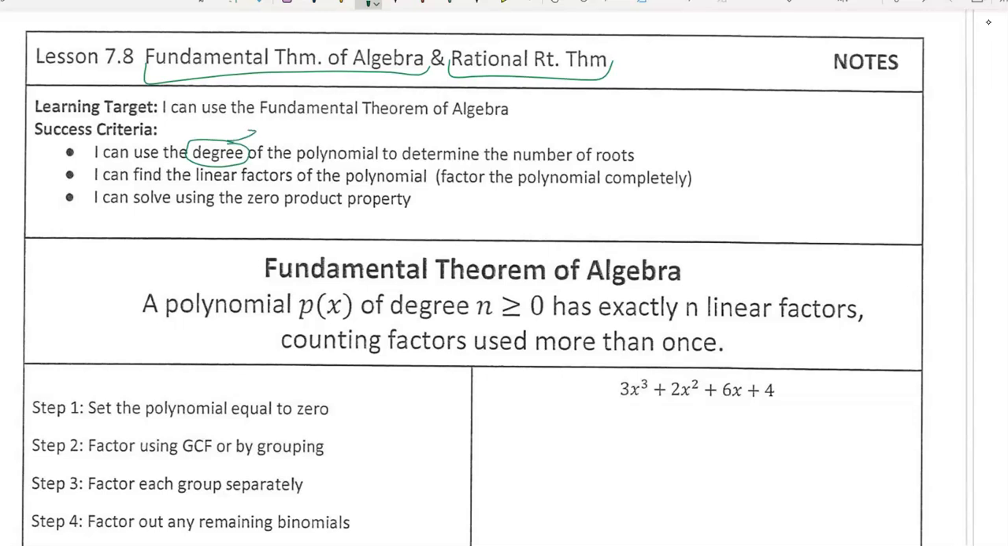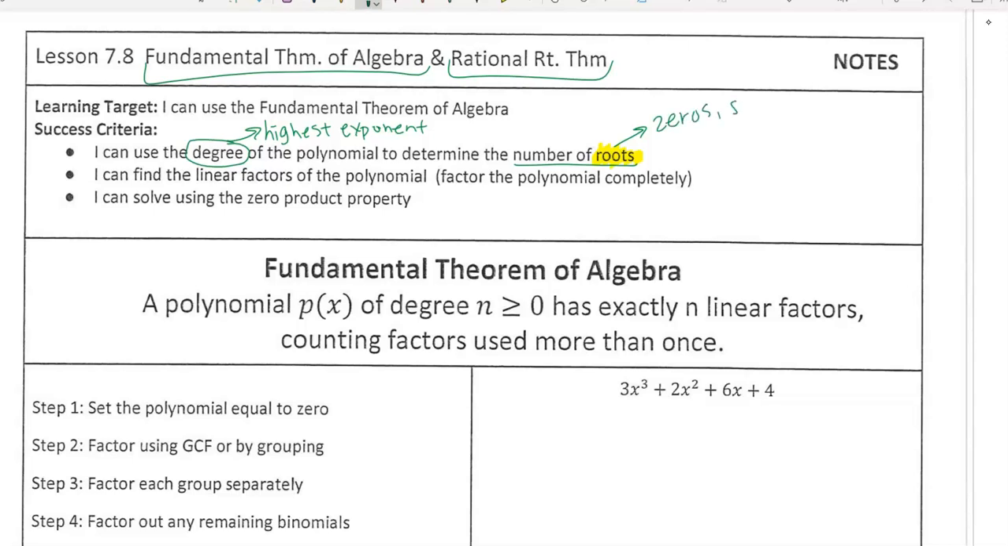Let's talk about that word degree. When we say degree, we mean the highest exponent. So when we say the degree, we mean the highest exponent, and the highest exponent can tell us how many roots there are. Now, when we say roots, what are we talking about here?